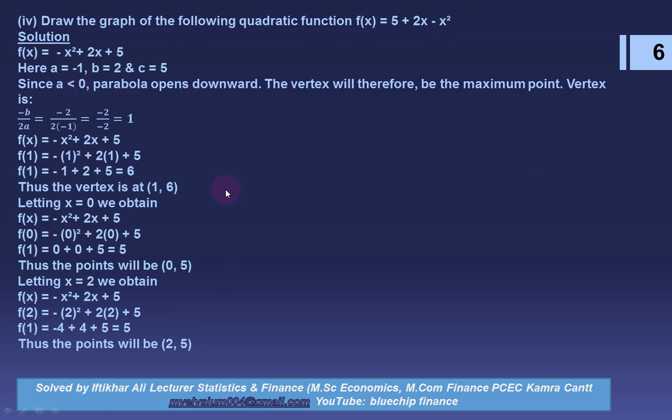opens downward. The vertex will therefore be the maximum point. Vertex is always equals to minus b over 2a. So b equals to 2, so minus 2 divided by 2 multiplied by -1. Finally, it is equals to 1. And now function of x is minus x square plus 2x plus 5. First of all, we will put 1, and after putting 1, the function of 1 is equal to 6. Thus the vertex is at 1 and 6.